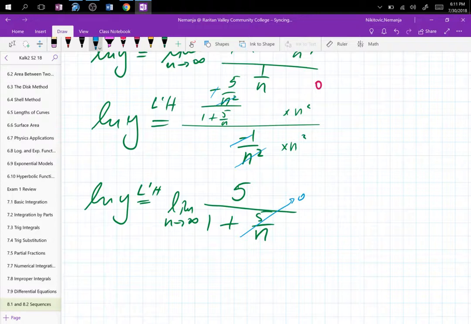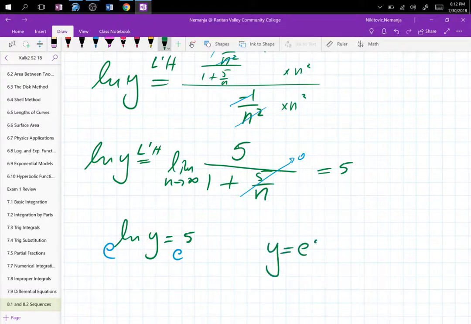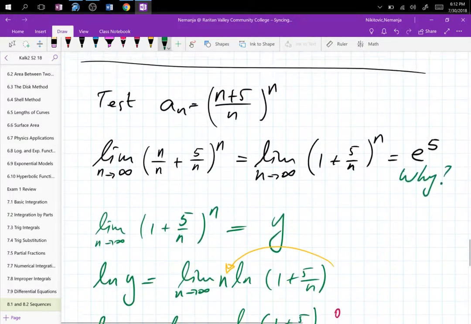There we go, and you see that the entire numerator is 5 over 1, which becomes 5. So now we have ln y is 5, and then you e both sides to get y alone, and you get that y is e to the 5. So that's why.